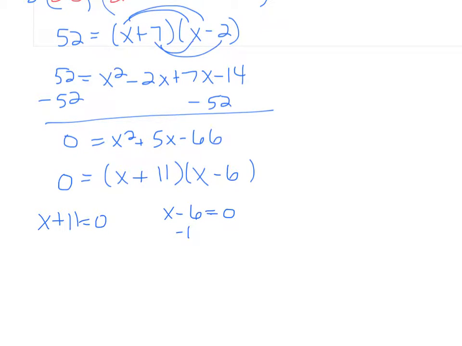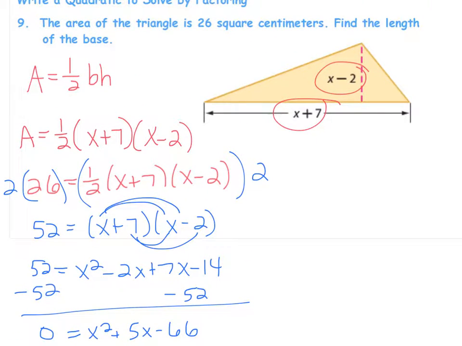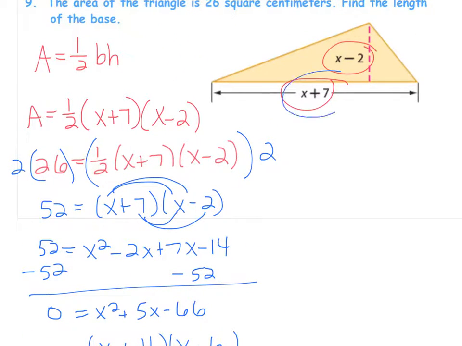So your answers are x equal to 6 and then x equal to negative 11. But since this is a real world situation, you've got to interpret your answer. If x was equal to negative 11, it would make this length negative. That's not possible. So we know that our only answer is x equal to 6. But that's not what they asked for. They asked for the base. So we plug in 6 and get that 13 centimeters is the length of the base.